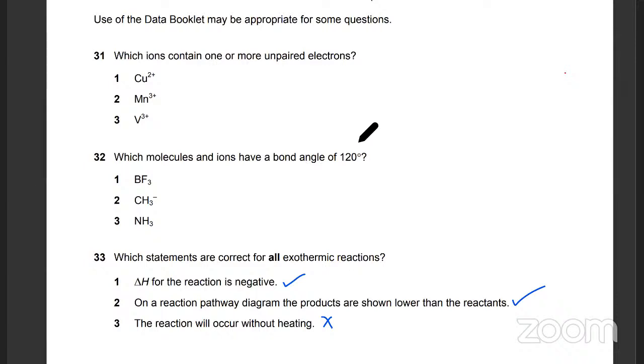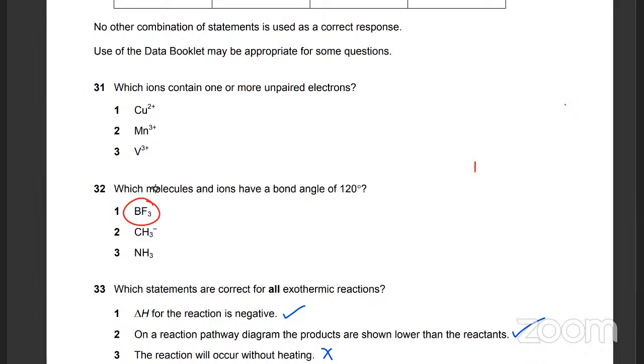Now, which molecules and ions have a bond angle of 120? The first one, what is the bond angle in BF3? B is in group 3. 120. So it only has 3 bonds, no lone pairs. It just has 3 electrons in its outer shell.